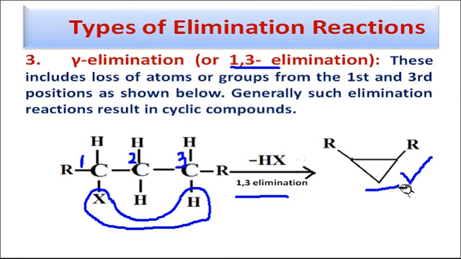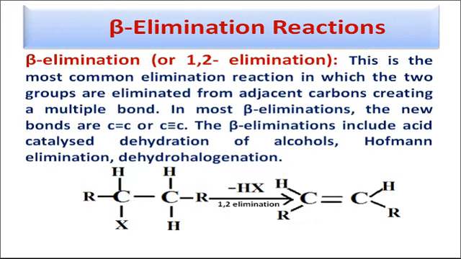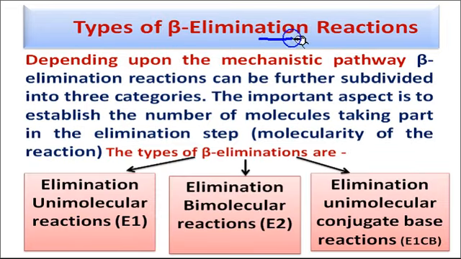Three-membered ring compounds are formed in the 1,3 elimination reactions. So out of these three elimination reactions, alpha, beta and gamma, the beta elimination reactions are the most important, in which elimination from 1 and 2 carbon atoms takes place and results in the formation of the unsaturated hydrocarbons. These beta elimination reactions, that is the 1,2 elimination reactions, depend upon the mechanism of these reactions.